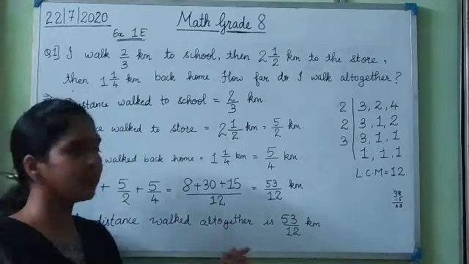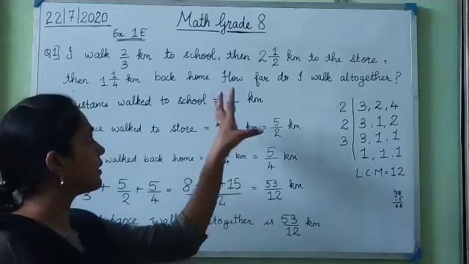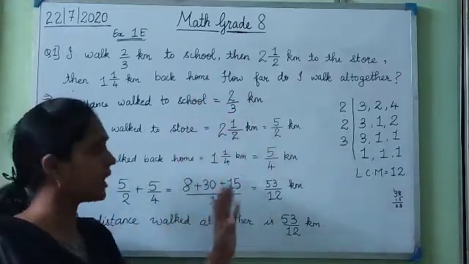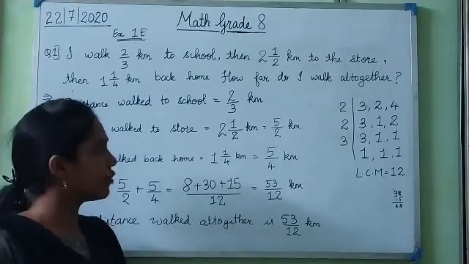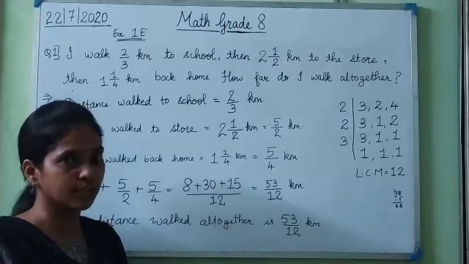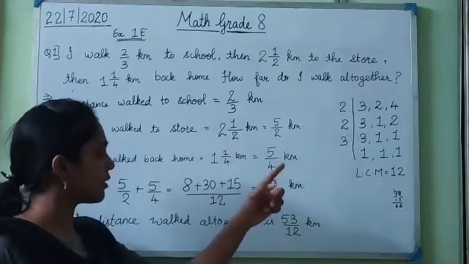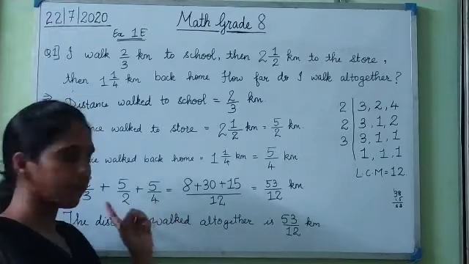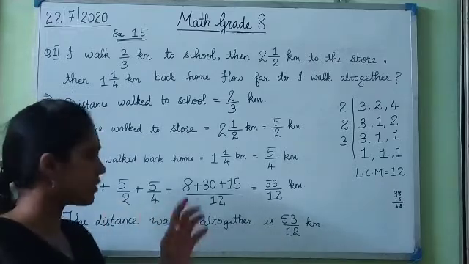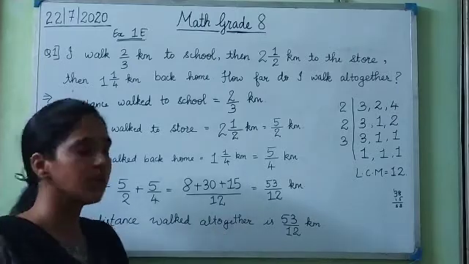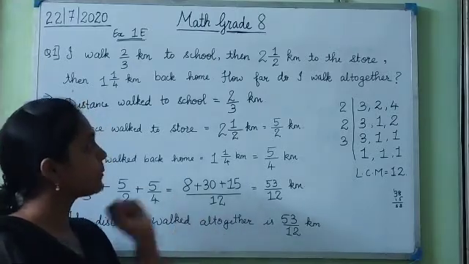So was this simple? It was very simple. Distances walked were given in parts, and we had to find out the total distance walked. So how do we find the total distance? We have to just sum all the distances. So we summed up all the distances which were given in fractions, solved them the way we do addition of fractions, and then we got the answer 53 by 12. So 53 by 12 kilometers is the total distance walked by that person.